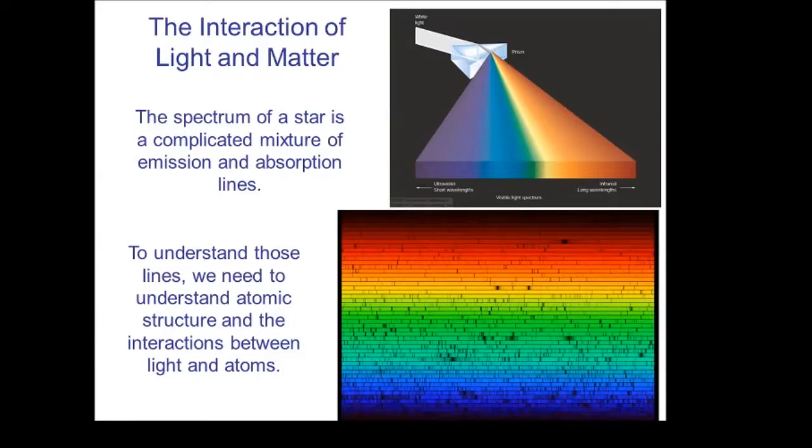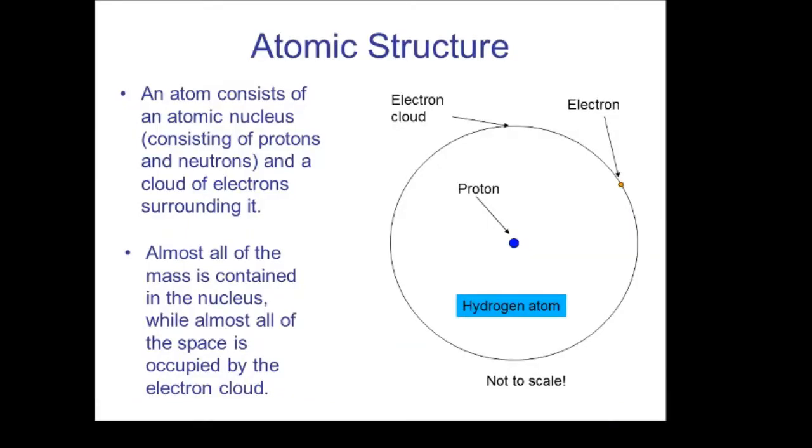We have to go through this thing. Any initial questions about that idea? All right, so let's do it. The way we're going to do this is we're going to start simple here. We're going to talk about the structure of the atom, and then we'll talk about how light can interact with it.